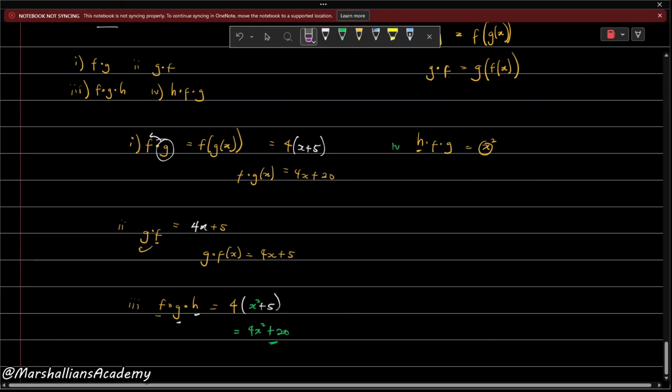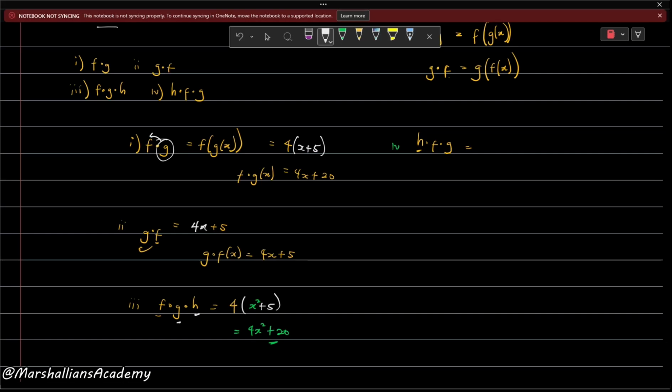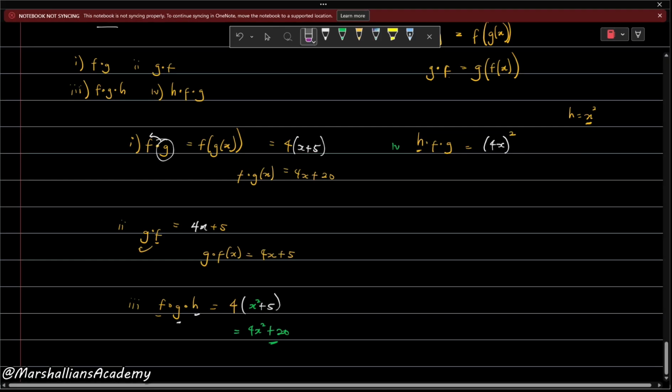Which means I'm going to be having, I'll put f in white, 4x squared. I don't know if you understand it. H function is x squared. So replacing this x with my f's function. Does it make sense? Yes, if you've gotten that.